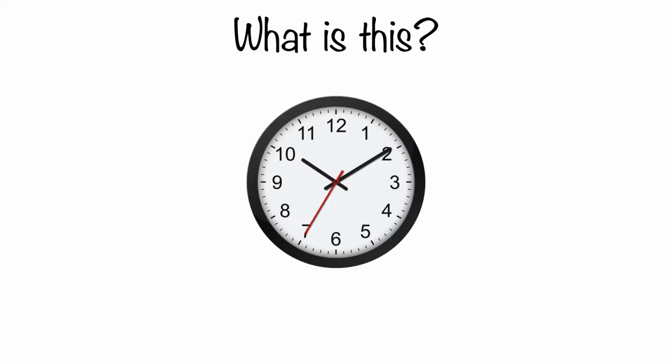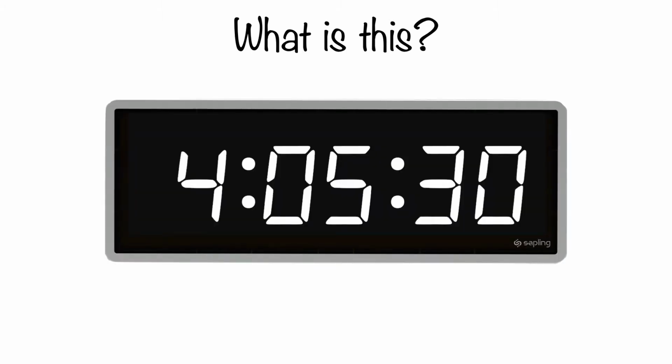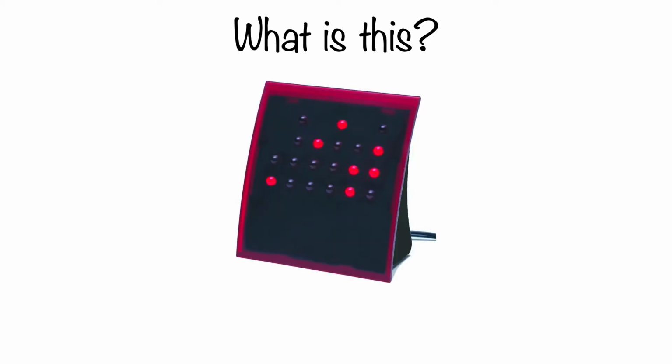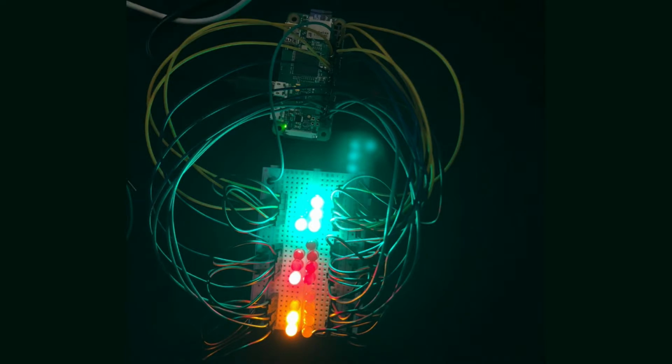And what about this? We recognize this as an analog clock, right? What is this? You got it. This is a digital clock. Can you guess what this is? This is what we're going to be building. This is an example of a binary clock. This is one that you can purchase. This is another binary clock. This is what the one that you'll be building looks like. Later on, I'll teach you how to read it.